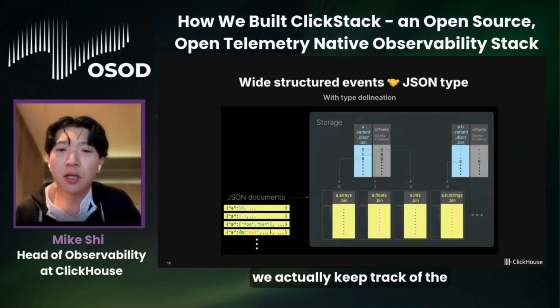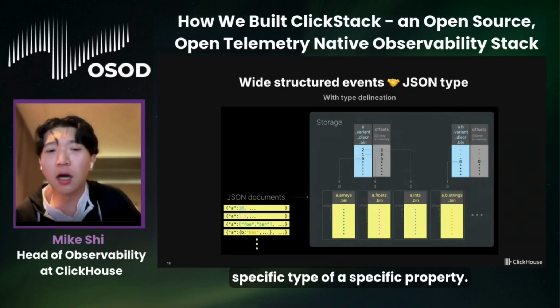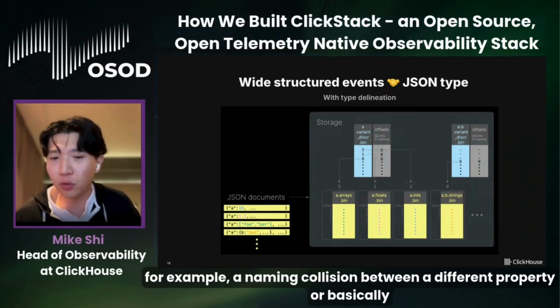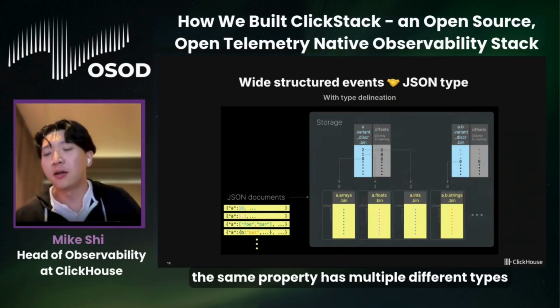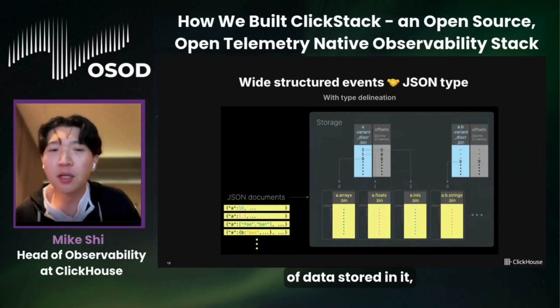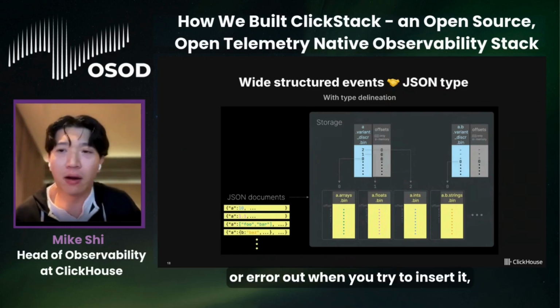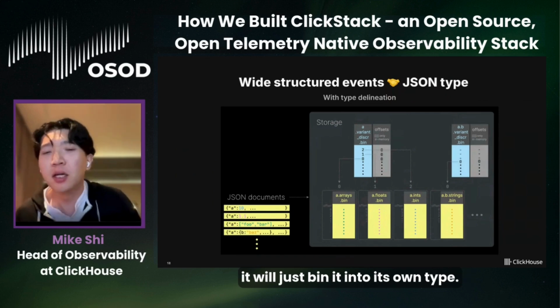In this case, we actually keep track of the specific type of a specific property. And so even if you have, for example, a naming collision, or basically the same property has multiple different types of data stored in it, those don't get overwritten, and it doesn't crash or error out when you try to insert it. We'll just bin it into its own type.